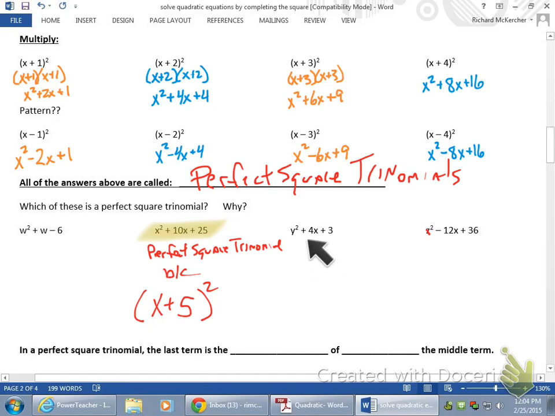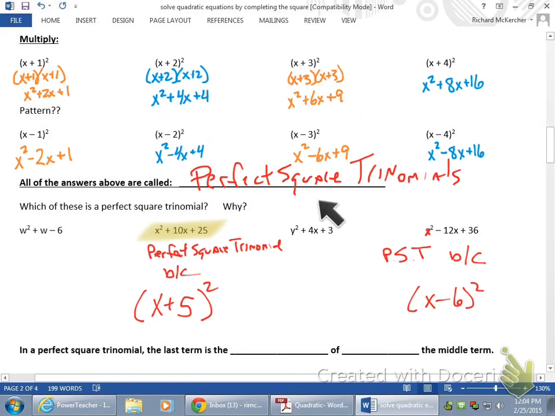First off, there's a typo here. Those should both be x's. And there's also a typo here. Those should both be x's. But if you make those both x's, then you can see that this one is a perfect square trinomial for the same reason. Okay? Now, here's where we really had to stretch in class.